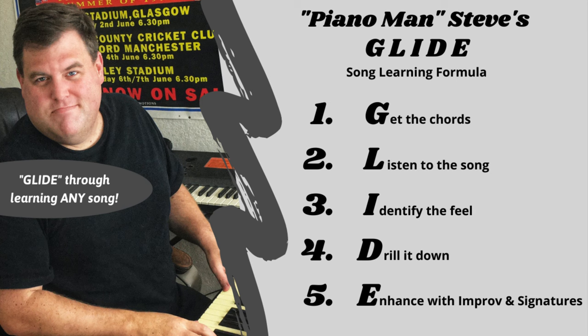As you can see, the first letter of each step is a different step of the formula, and step one is G, get the chords. In some cases, you can find the chords to a song for free, just by searching it, and it'll be there with the song lyrics. But in other cases, you may have to purchase some sheet music from a place like Hal Leonard, fake books, that kind of thing. But we're going to ignore any of those written notes for the most part. All we're going to be looking at is the guitar chords that are above the staff.